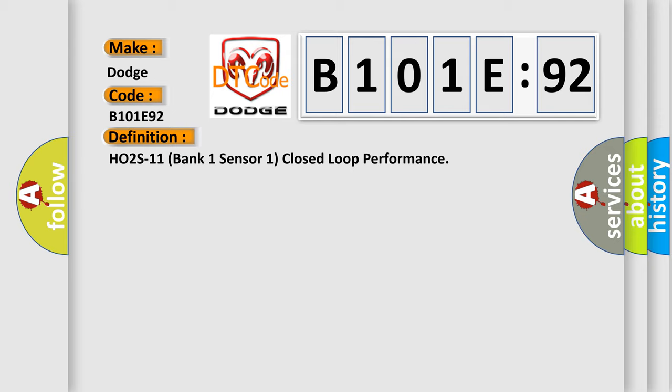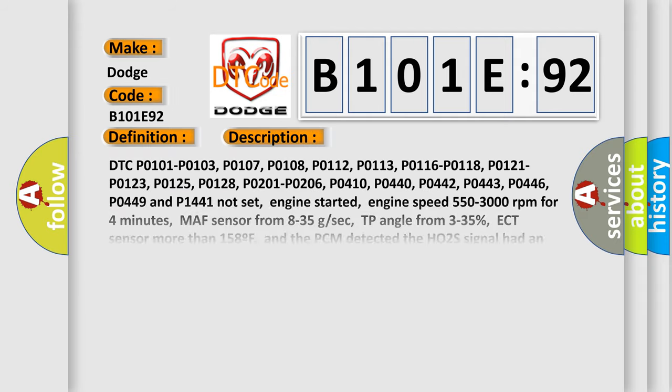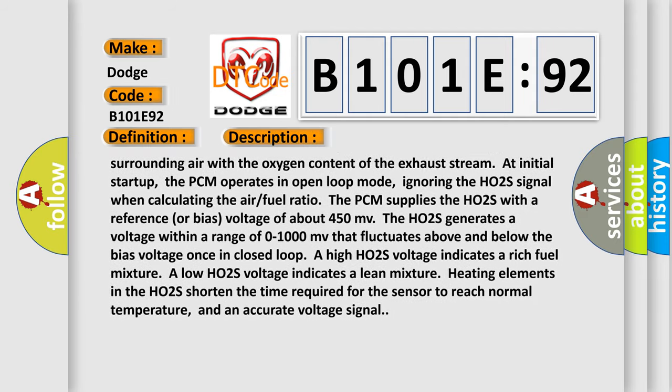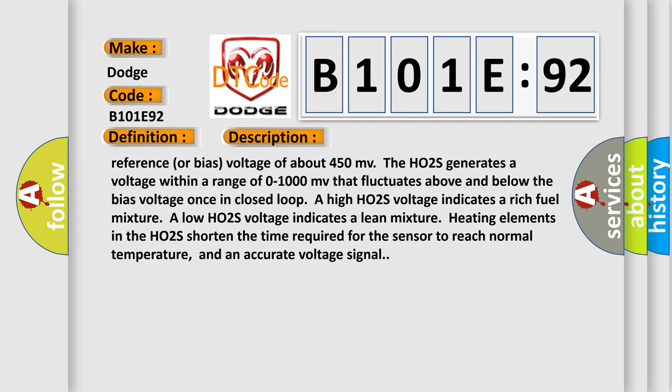The HO2S is used for fuel control and post-catalyst monitoring. This sensor compares the oxygen content of the surrounding air with the oxygen content of the exhaust stream. At initial startup, the PCM operates in open loop mode, ignoring the HO2S signal when calculating the air-fuel ratio. The PCM supplies the HO2S with a reference or bias voltage of about 450 mV. The HO2S generates a voltage within a range of 0-1000 mV that fluctuates above and below the bias voltage. Once in closed loop, a high HO2S voltage indicates a rich fuel mixture. A low HO2S voltage indicates a lean mixture. Heating elements in the HO2S shorten the time required for the sensor to reach normal temperature and an accurate voltage signal. This diagnostic error occurs most often in these cases.